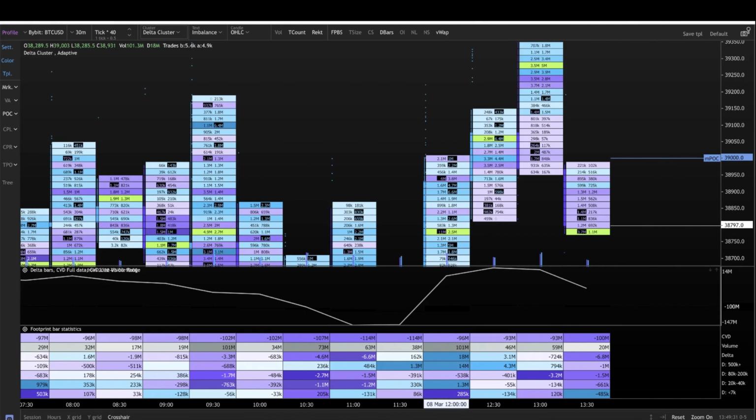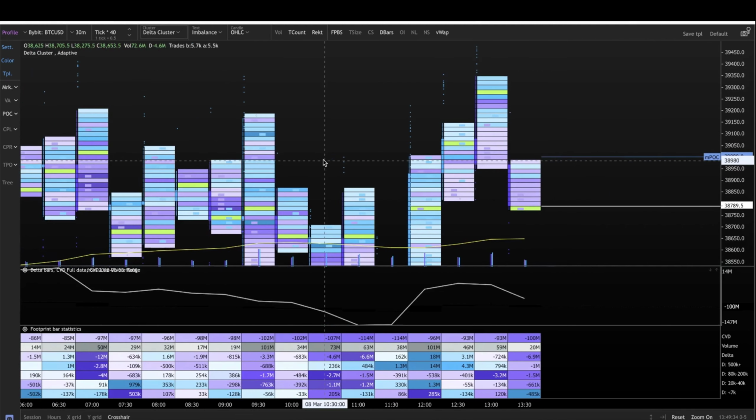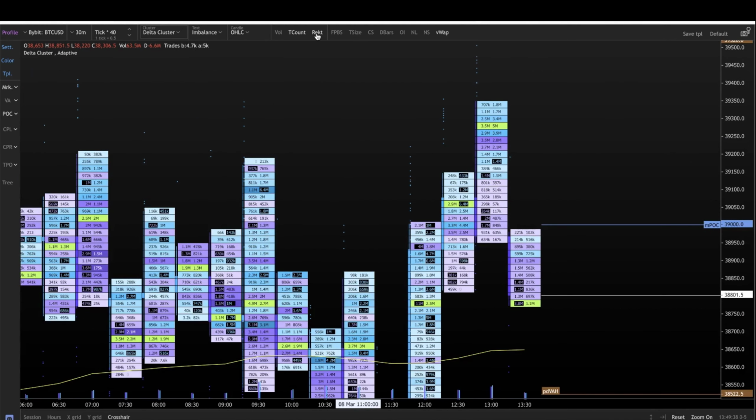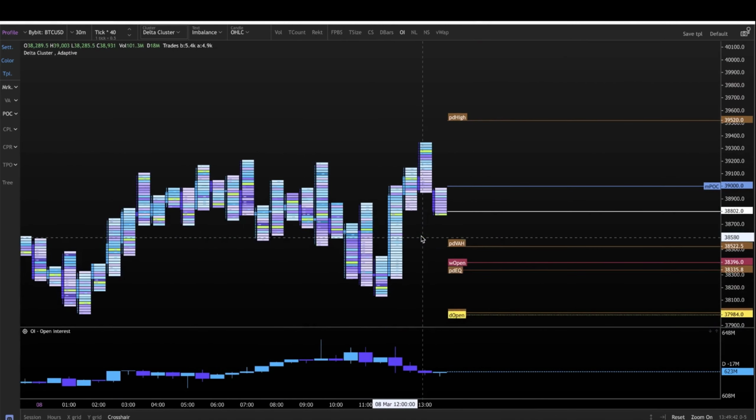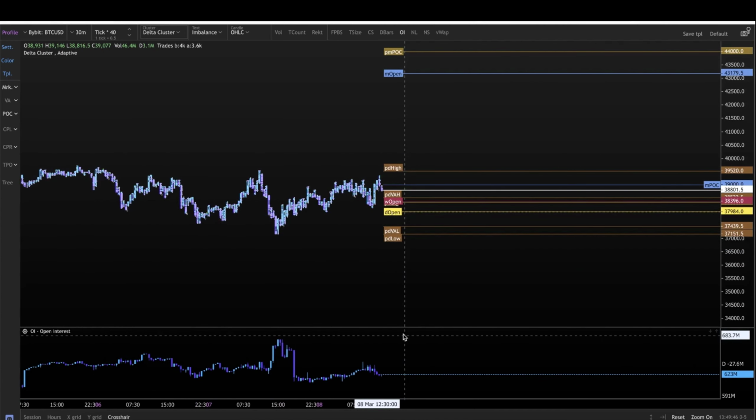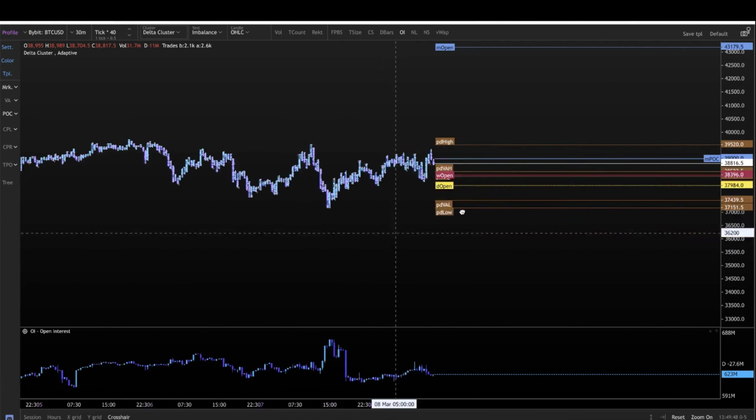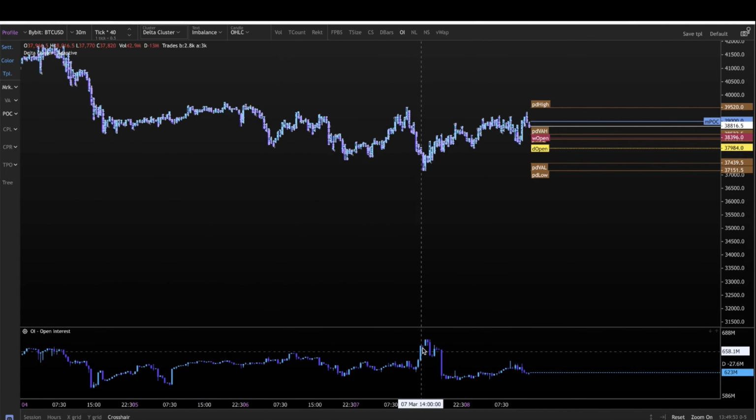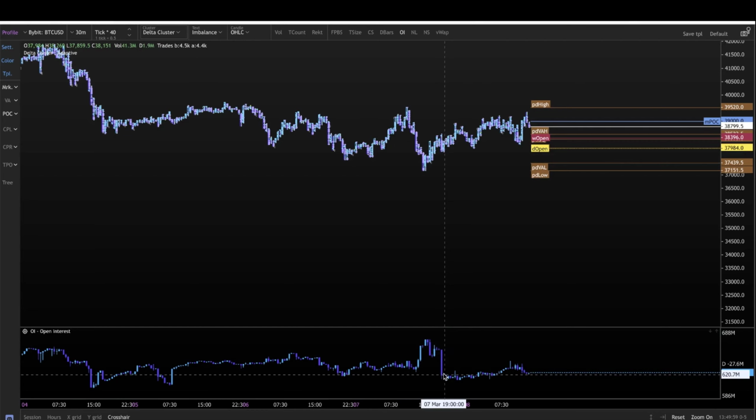Now, if we come over to our chart here, open interest is going to be up here where it says OI. And right here, if we zoom out especially, we can really get a good view of what open interest is doing. When these candles are getting higher over time, when open interest is increasing over time, that means more and more trades are opening. And when open interest is decreasing, that means trades are closing.